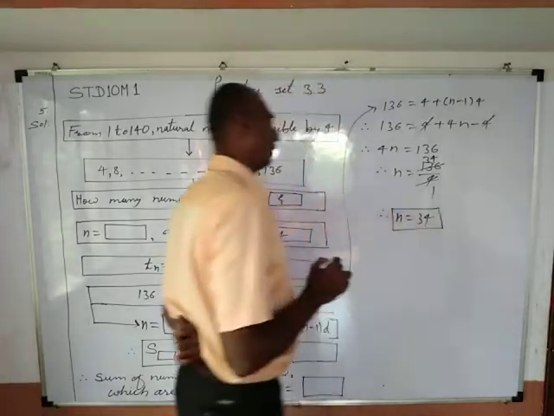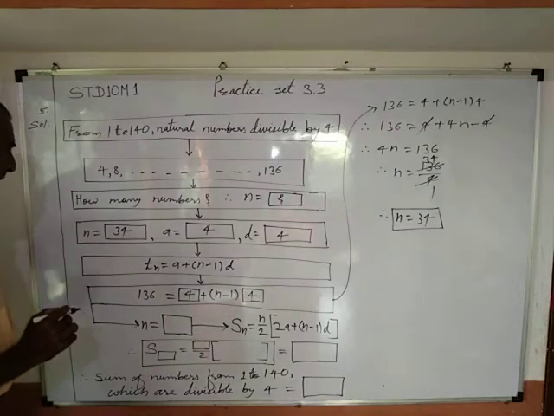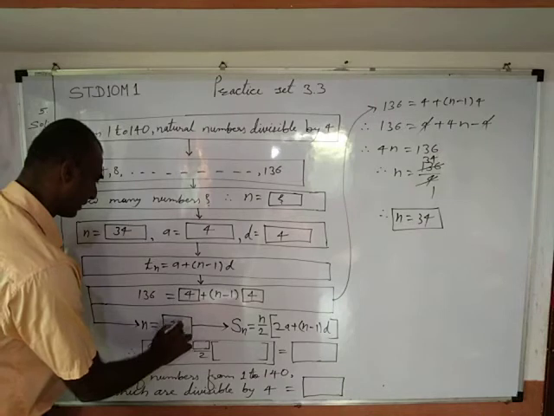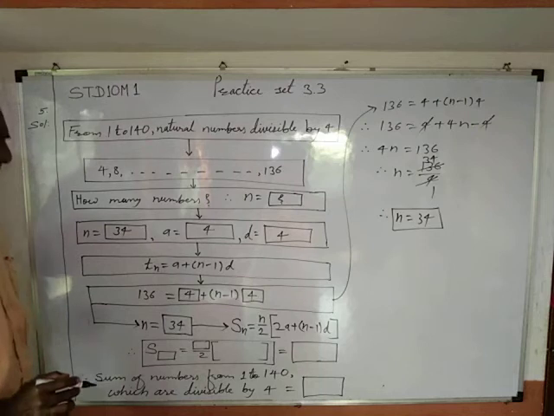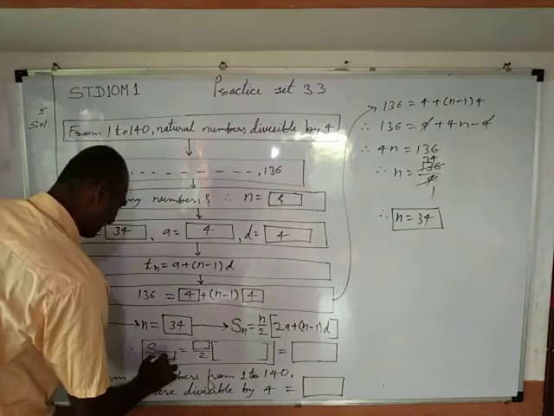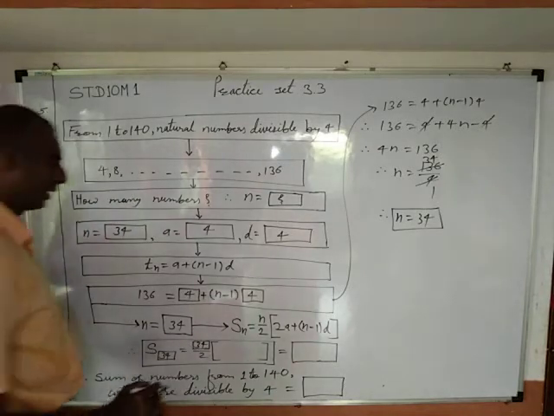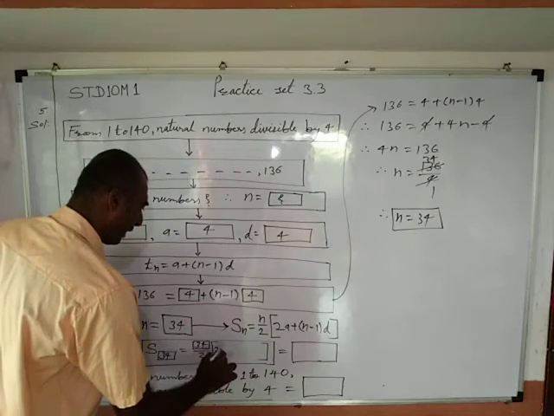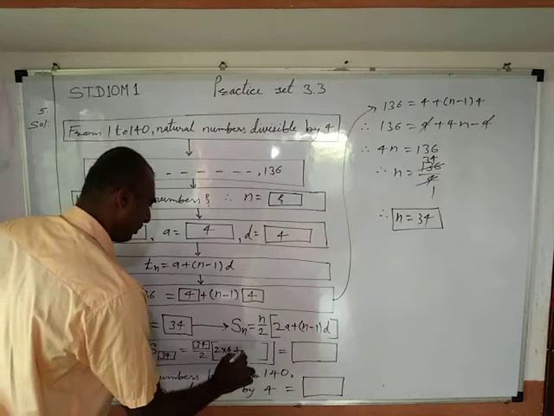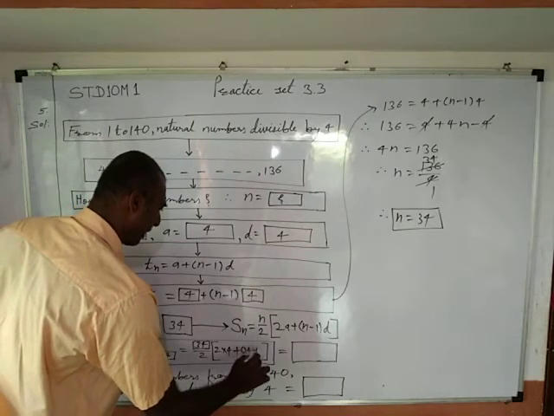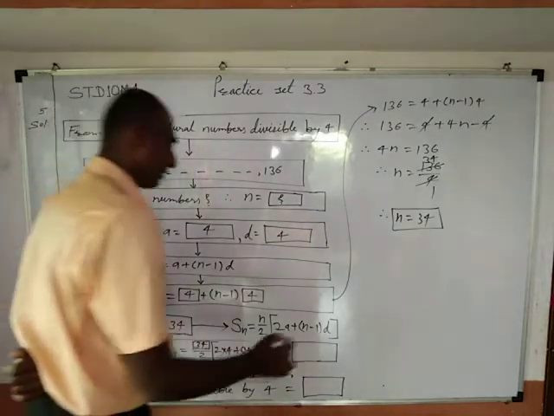Now let's put this value of n as 34 here. n equals 34. We have Sn equals n by 2 into the bracket 2a plus n minus 1 into d, and therefore S34 equals 34 upon 2 into the bracket 2 into 4 plus 34 minus 1 into 4. Now let's simplify this equation.